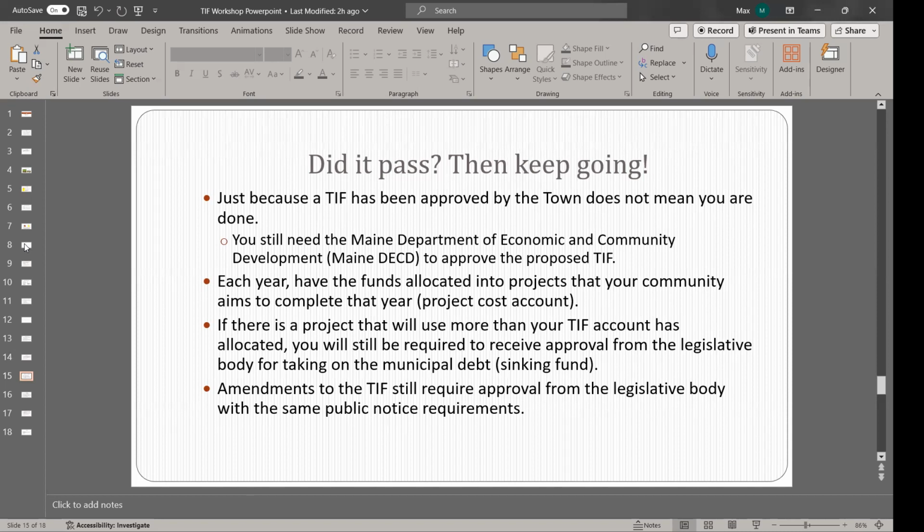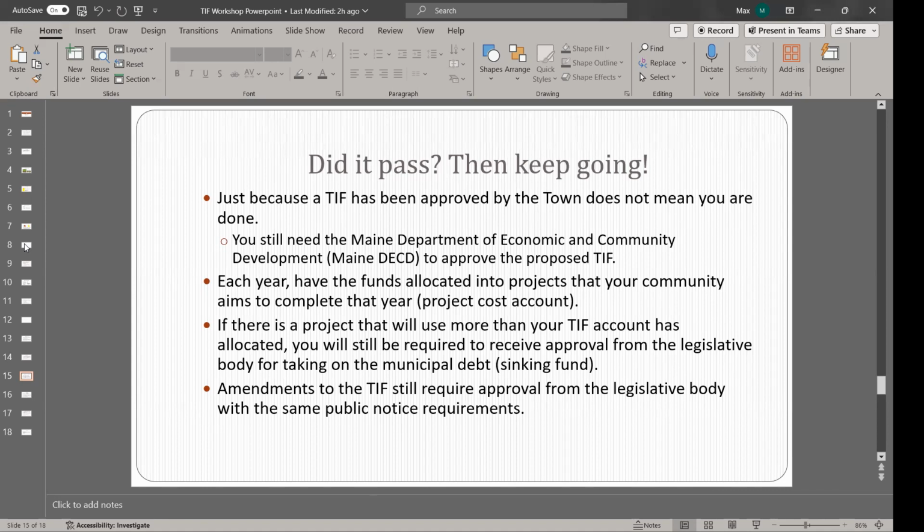Now, each year, the funds still have to be allocated into the different projects for your community. And there's 2 different funds for that. There's the project cost account. These are the projects that you aim to complete that year. So, you know, if this is a quick engineering study, that's something that will probably be a project cost. But if there is a project that you intend to use more of the TIF account, you are still also going to be required to go back to the legislative body to get approval for that.